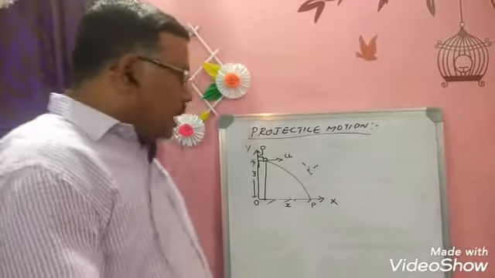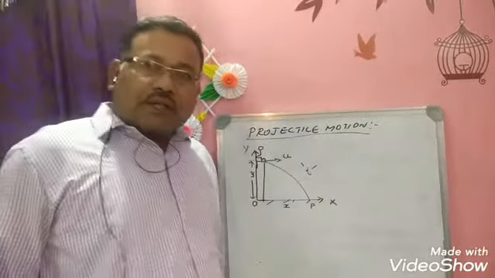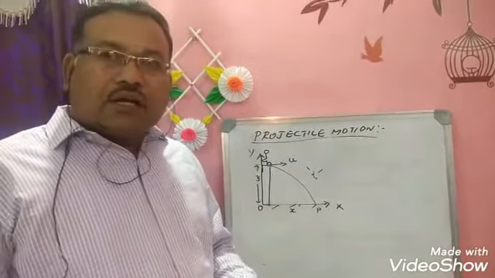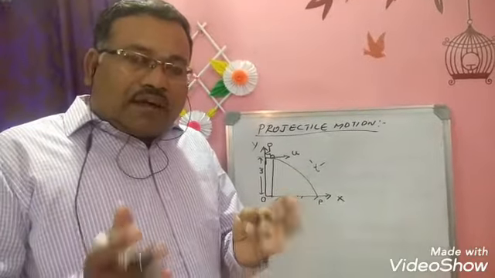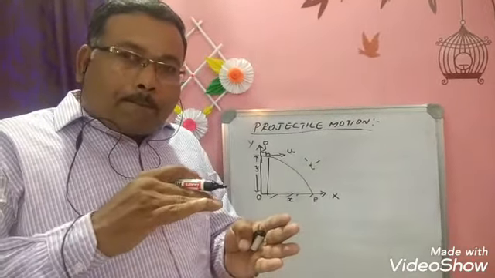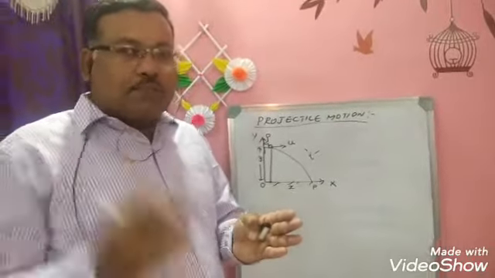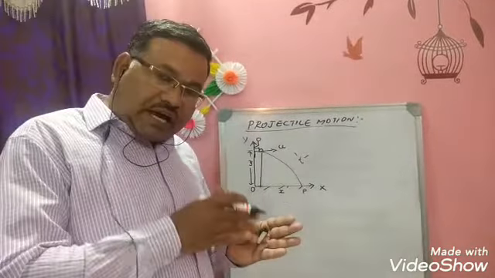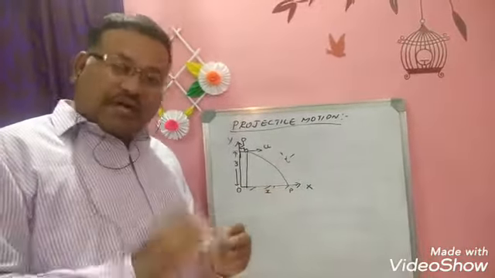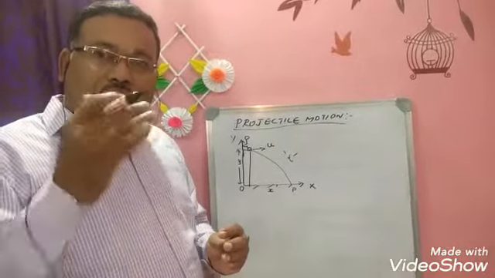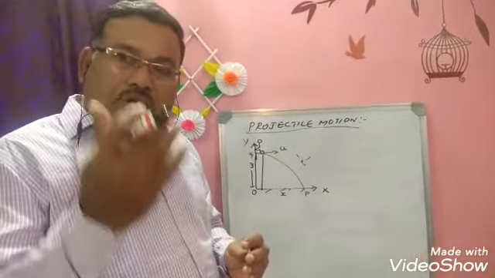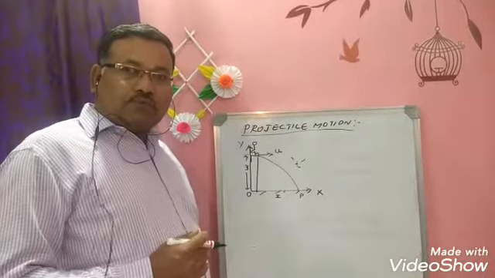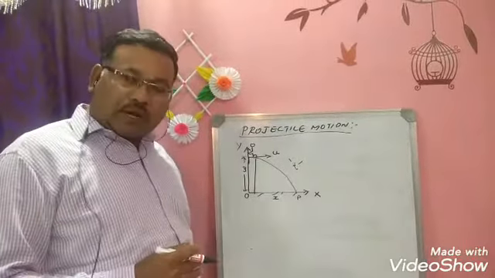Now, what am I going to prove? The path of the projectile, whether horizontal or oblique, is a parabolic path. The path of the projectile is a parabola. Using the horizontal case, we are going to prove it in this video, and the oblique case in the next video. In the horizontal case it is a half parabola, not a full one. In oblique projection, we will get a full parabola.